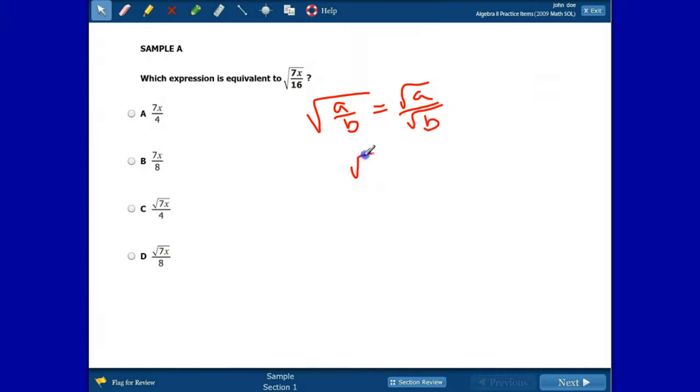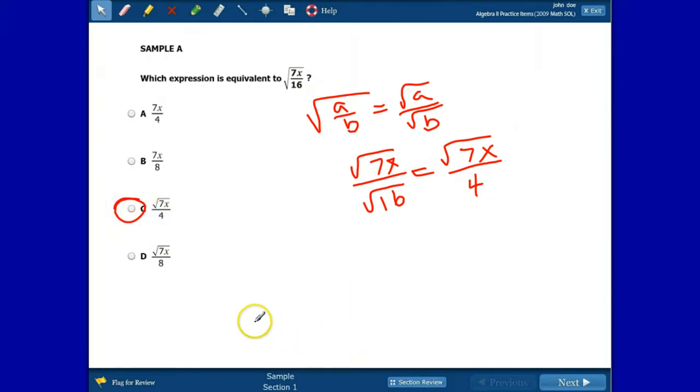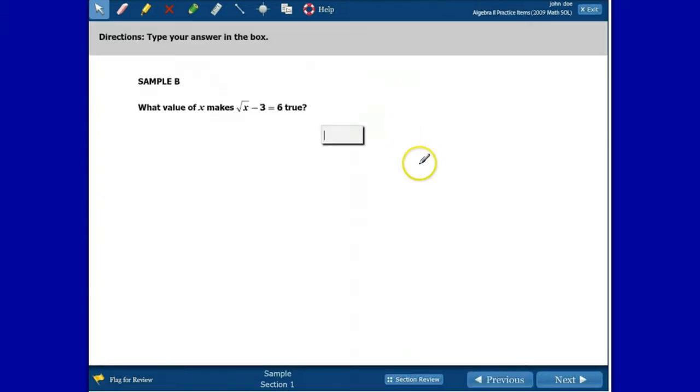So if you take the square root of 7x over the square root of 16, the square root of 7x can't do anything with it, can't take any square roots out. However, the square root of 16 is 4. Since I don't have any radicals left in the denominator, this is my answer. So that would be C. Okay, so that one's done. Alright, so let's go to the next one.